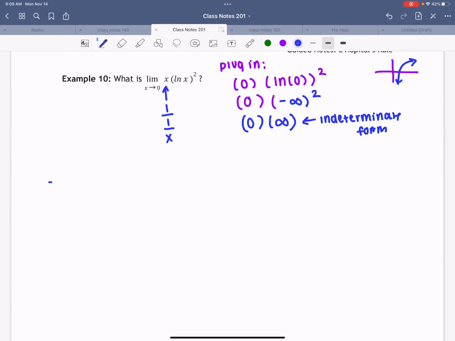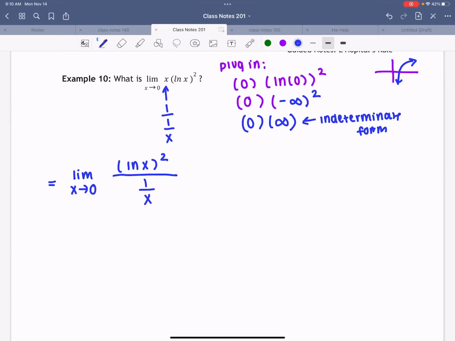So this becomes the limit, forgot to write this down, as x goes to 0 of natural log of x squared over 1 over x. So all I did here is I just changed the original equation to look like a fraction. Okay.